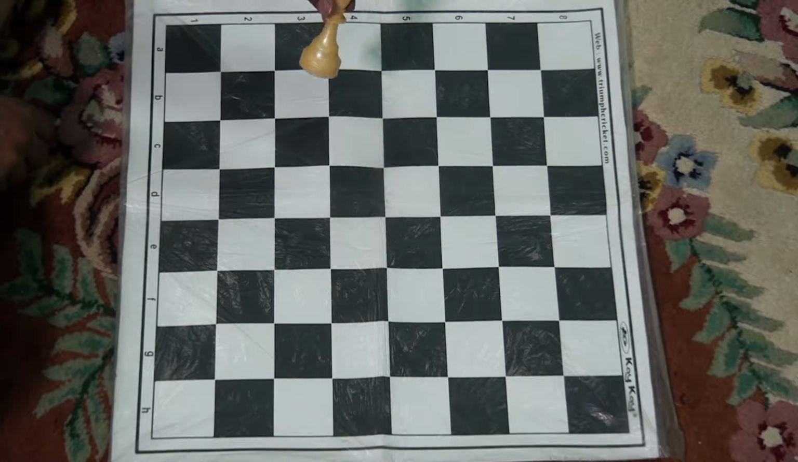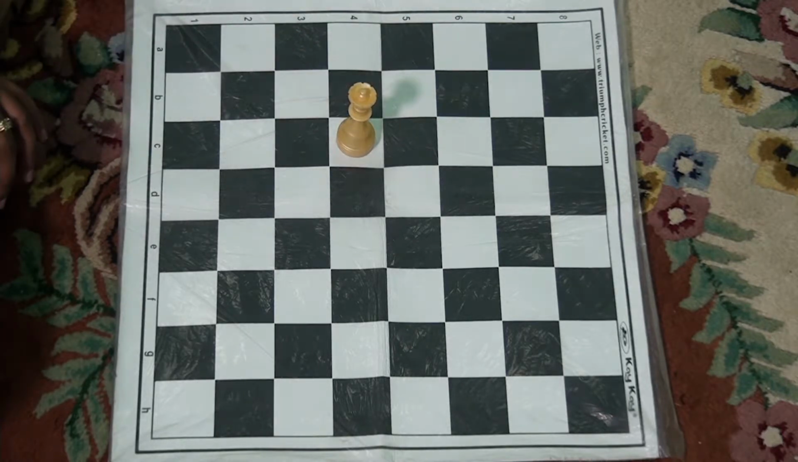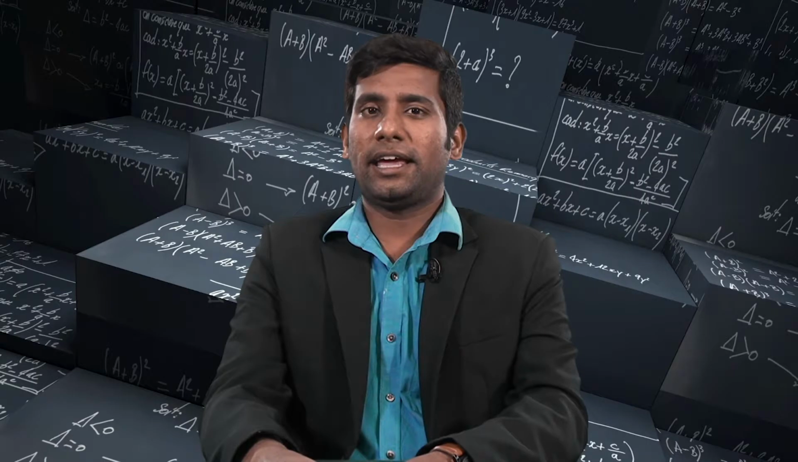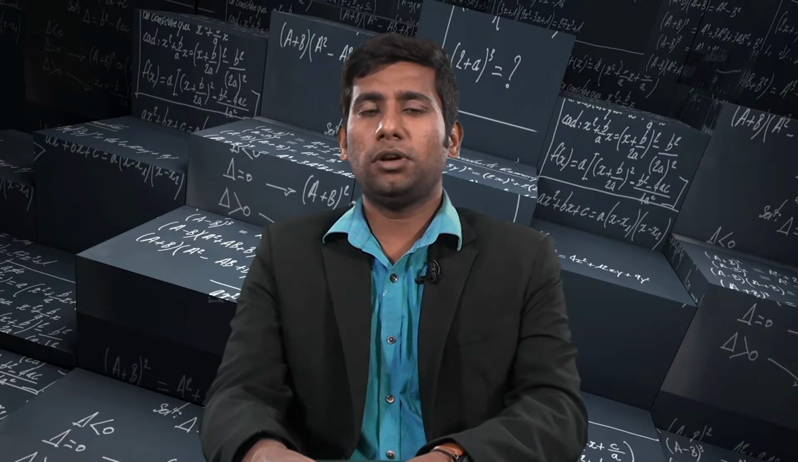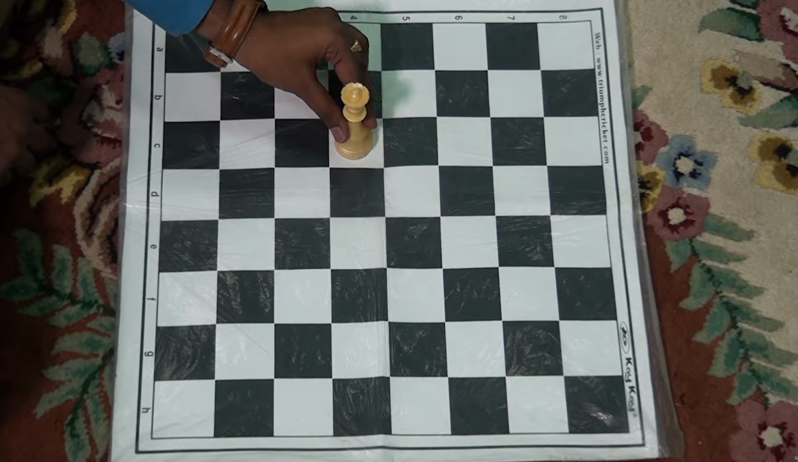Let us place a queen on the chessboard. Now the question is, can you tell where exactly I have placed the queen on the chessboard? You may be thinking that it is placed on a white square of the board, but will this answer justify the exact position of the queen on the board? No, because there are several white squares on the board.